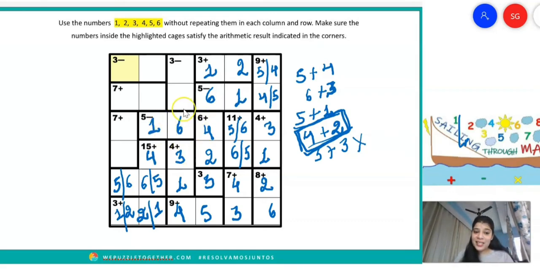Now if 6 has come here, I can easily say the number which is going to come here is going to be equal to 5. And if 5 is going to come here, then the number which is going to come here is going to be equal to 6. So let me write that. 5 here and 6 here.